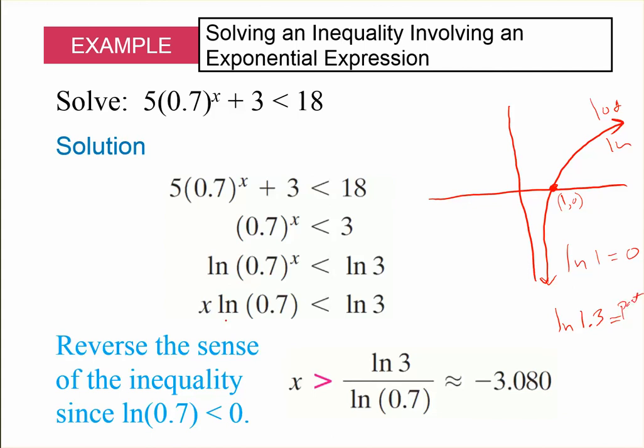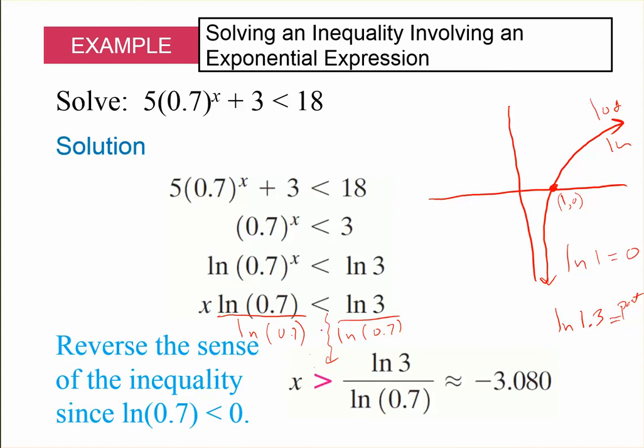So in this case, when we do divide through by ln of 0.7, what's the problem here? It's a negative number. So when we do this, we have to switch our inequality. So there's a switching of the inequality. And kind of funny, when you punch it in a calculator, ln of 3, that's a positive number, divided by ln of 0.7 gets you a negative number at the end. So you know that one of them had to be negative.